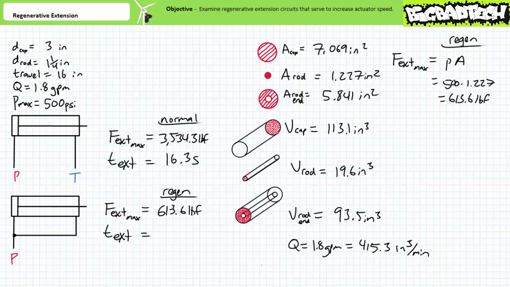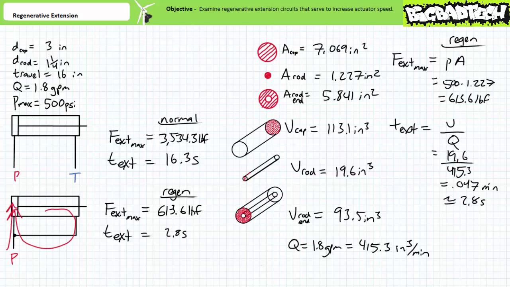In regenerative extension mode, pressure acts on both the full cap and ring-like rod end, such that only the area of the rod favors extension. Pascal's law states the maximum extension force in regenerative extension mode is therefore approximately 613.6 pounds force.